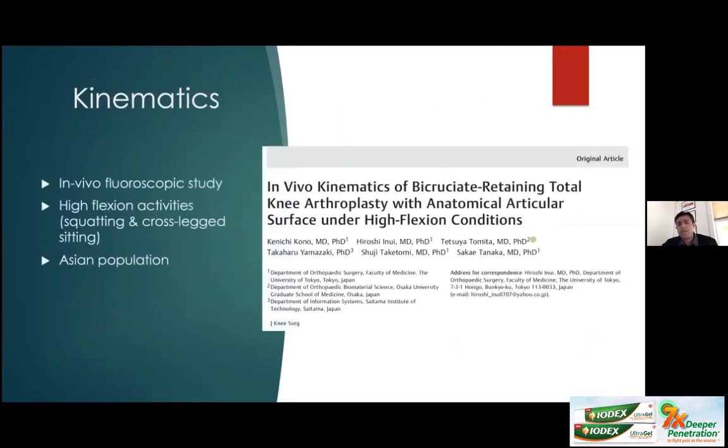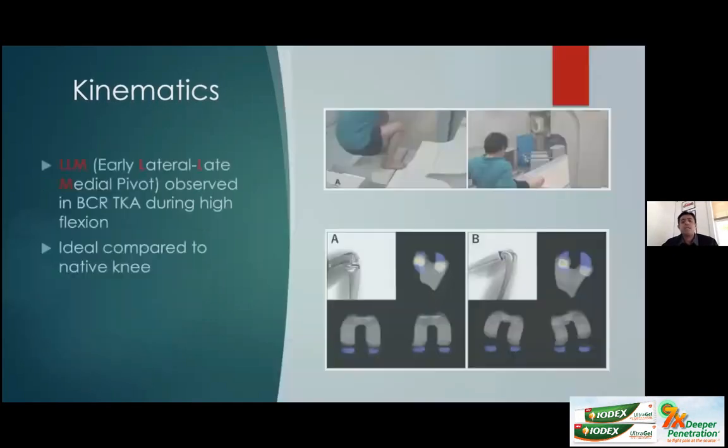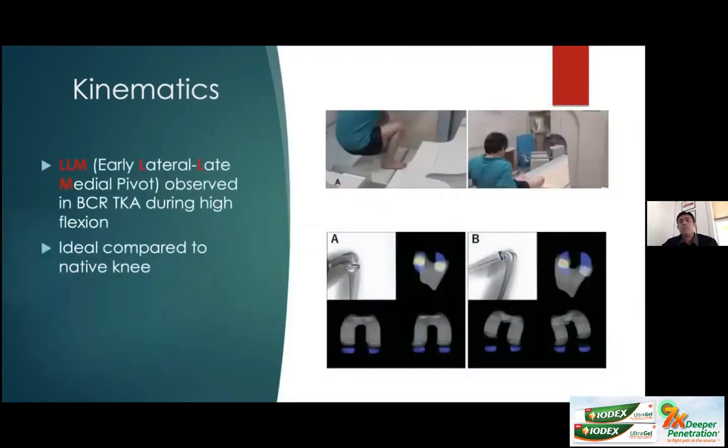Another group in Japan looked at high flexion activities, again, important for the Asian population. And what they found, interestingly, was that in a bicruciate retaining knee, they were able to get medial pivot, which is the early lateral, late medial pivot type of dual pivot mechanism, which seems to be so favorable. And that makes sense. If you're going to preserve your ACL, you should at least get the functional benefits of that ACL.